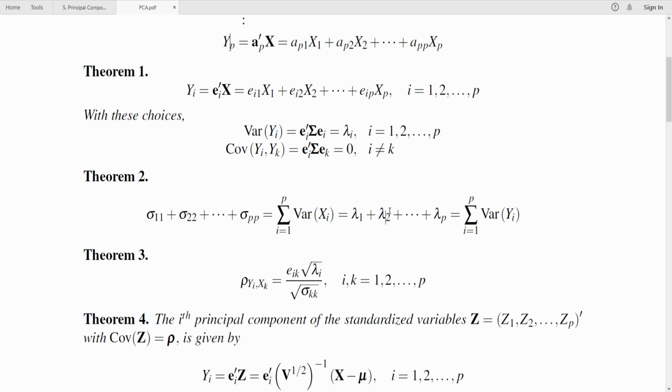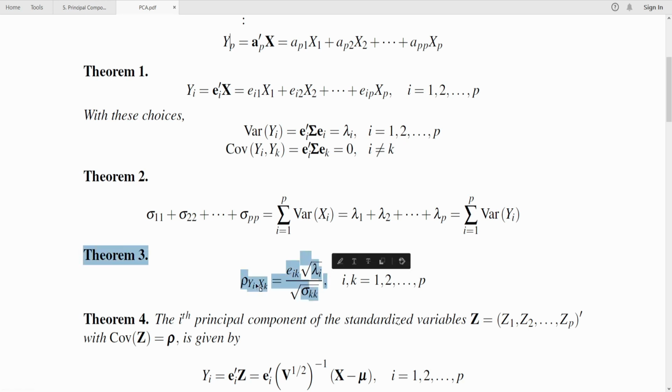Usually we want 80 plus, or even 75 or more percent, of the total population variance to be explained by the first however many principal components we take. So for example, if we have 5 variables and lambda1 plus lambda2 divided by this sum is more than 80%, then we will just take the first 2 principal components. Of course, there are multiple ways to decide how many principal components you actually want. And you should always be careful how you choose them, but we will talk about that later.